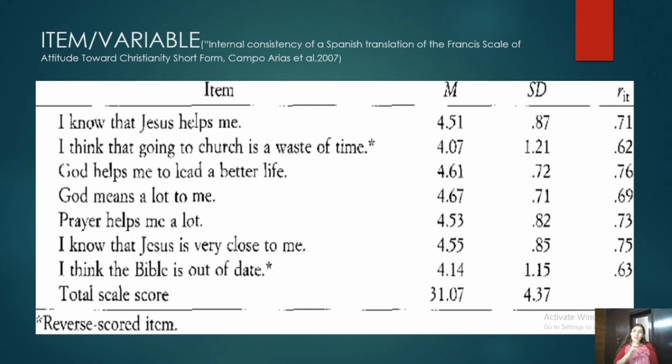I said चलो इस पे काम करते हैं, ये नया फैक्टर निकला, ये कहीं देखा नहीं है, ठीक है, तो इस पे काम करते हैं. नाउ मैंने इसका स्केल ढूंढना शुरू किया, मुझे एक पेपर में ये मिला, आप देख सकते हैं, मैंने पेपर का टाइटल लिखा है इंटरनल कंसिस्टेंसी ऑफ अ स्पेनिश ट्रांसलेशन ऑफ द एटीट्यूड टुवर्ड्स क्रिश्चियनिटी. ठीक है, कैंपो एरियस एट ऑल 2007 का ये पेपर था.